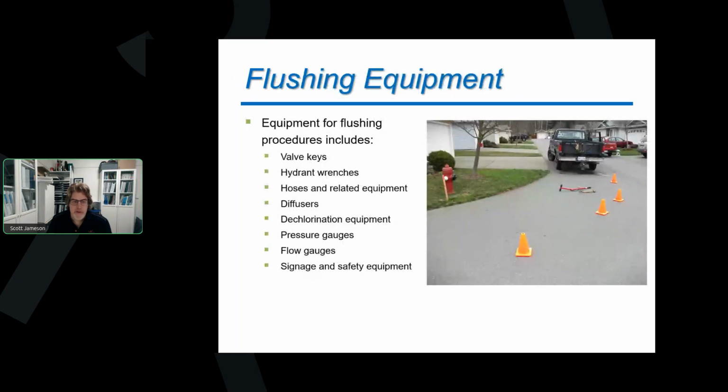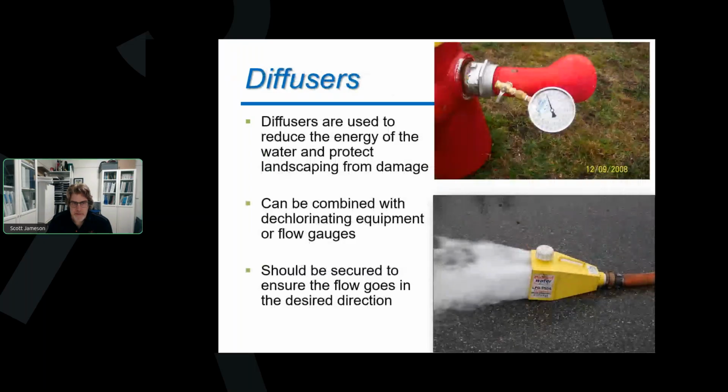We're also going to make sure that we have all our equipment: signage, diffusers, pressure gauges. We've got all that before we actually go out and run the flushing program. Now, diffusers, these are used to reduce the energy of the water that we're discharging from the point. And they can also be combined with pitot gauges to tell us the flow that we are actually discharging from the point. And that is, once again, a critical piece of information for our UDF program.